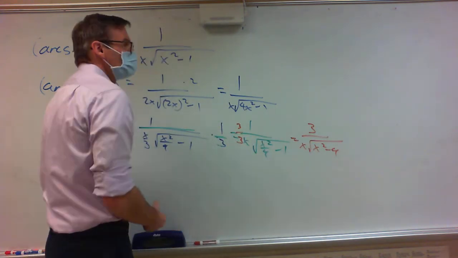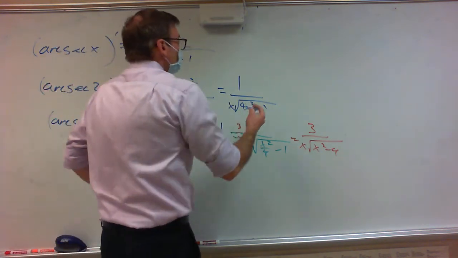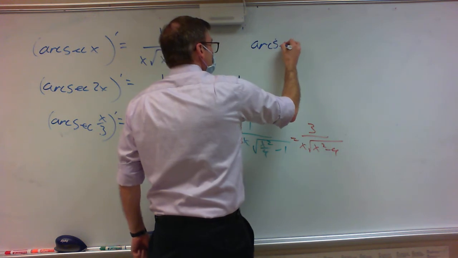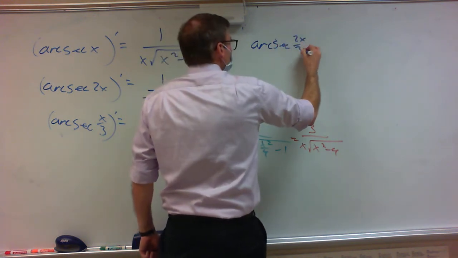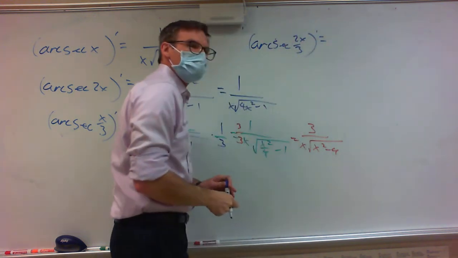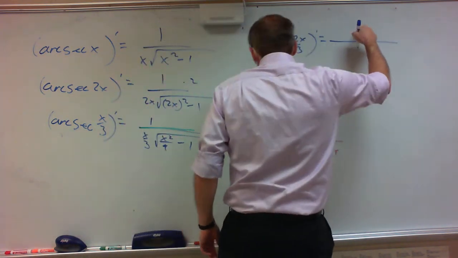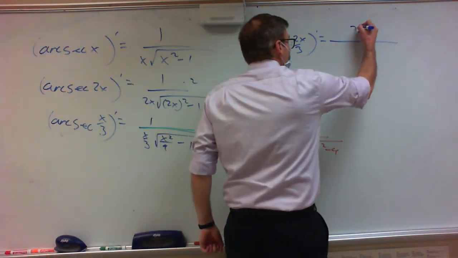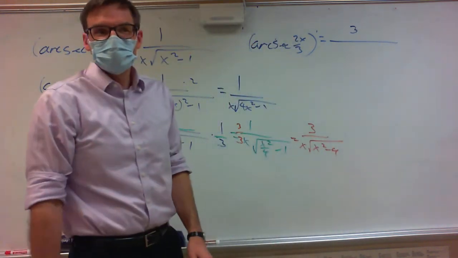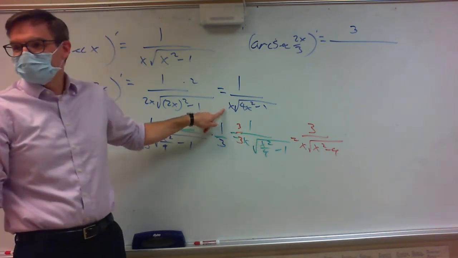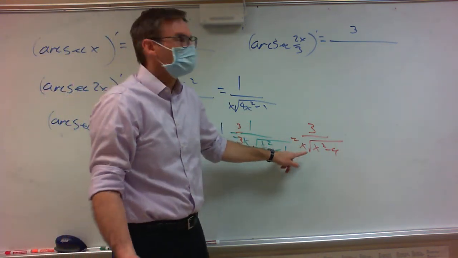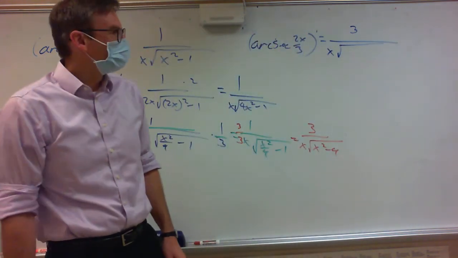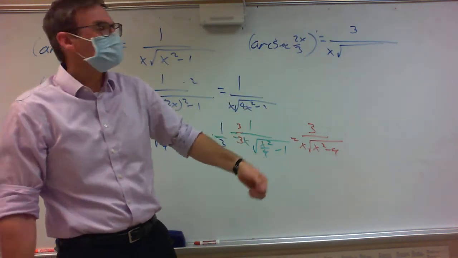So if I'm going to do my summary, if I want to do arcsecant of 2x over 3, and I take the derivative, what do I get? What's going to go on top? The 3 is going to go on top. Did anything change the x in here? No. Anything change the x here? No. So I just get an x. And what do I get on the bottom? 4x squared minus 9.